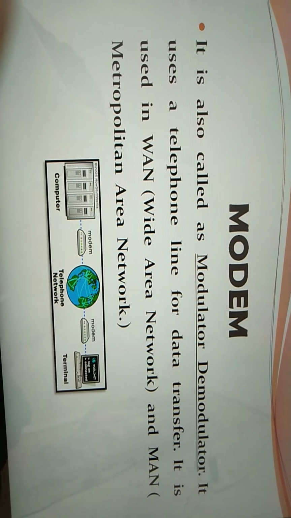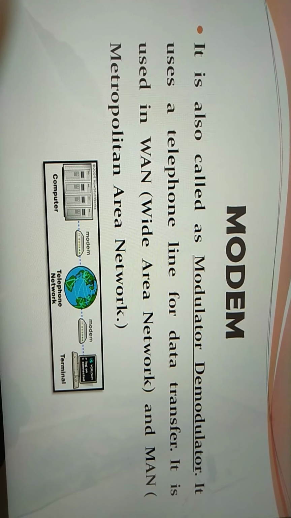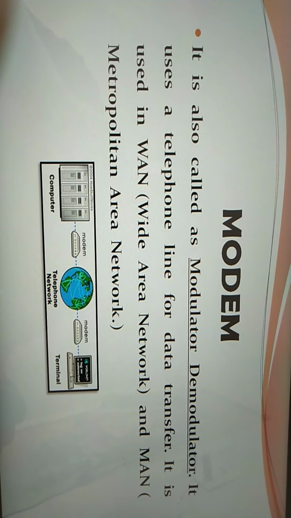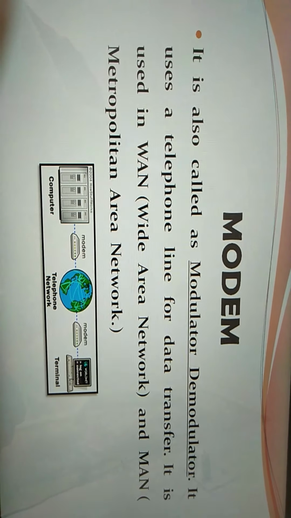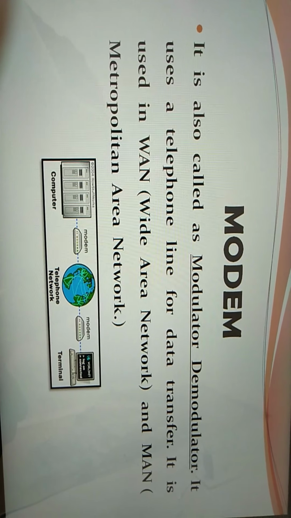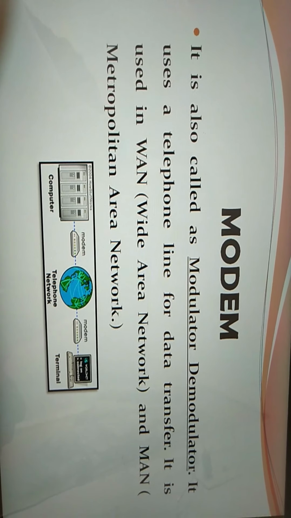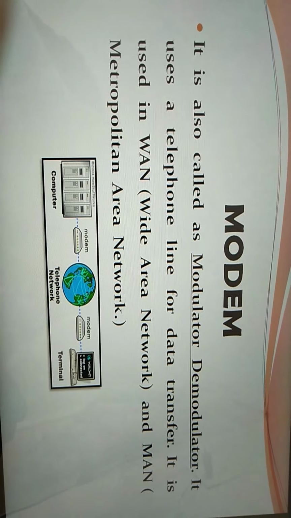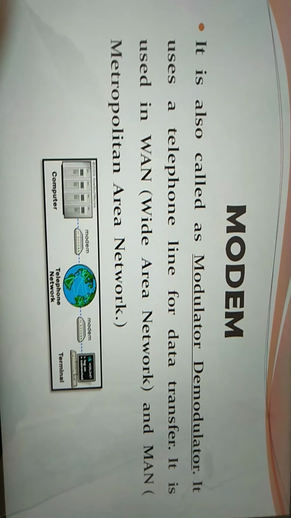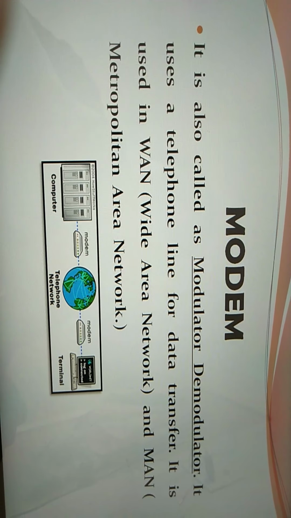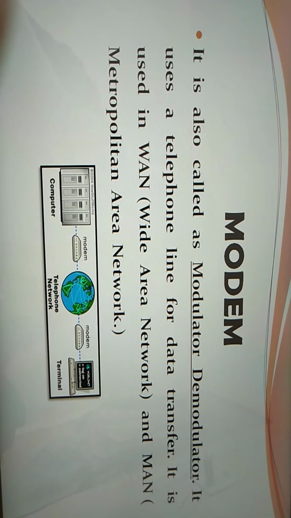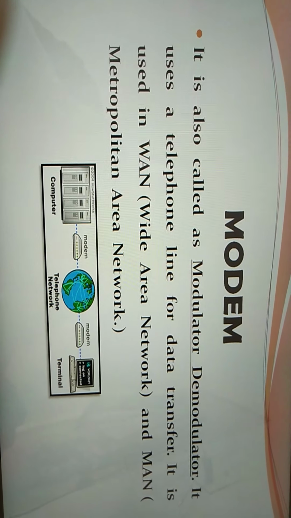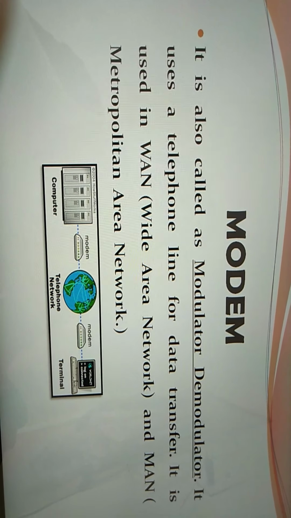Now what is a modem? The first two letters MO stand for modulator and DEM stands for demodulator. So now what does a modem do? It is a device which helps you to transfer data using wires, that is through telephone lines. We use a modem when we want to transfer data using a wider area of network. We use it in WAN, we use it in MAN. We are going to do these two networks later on.